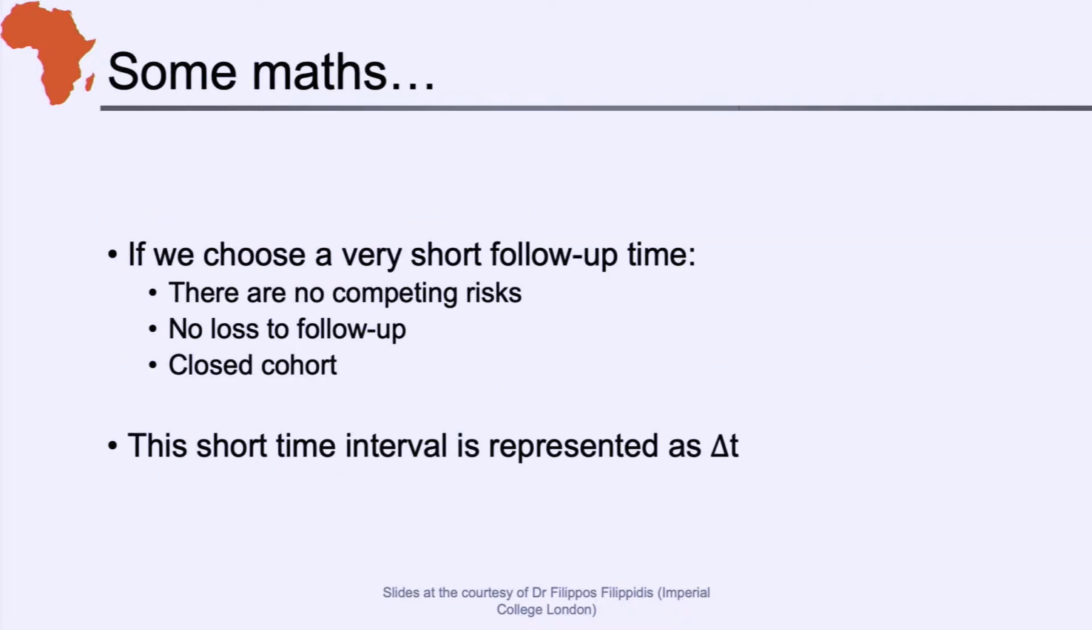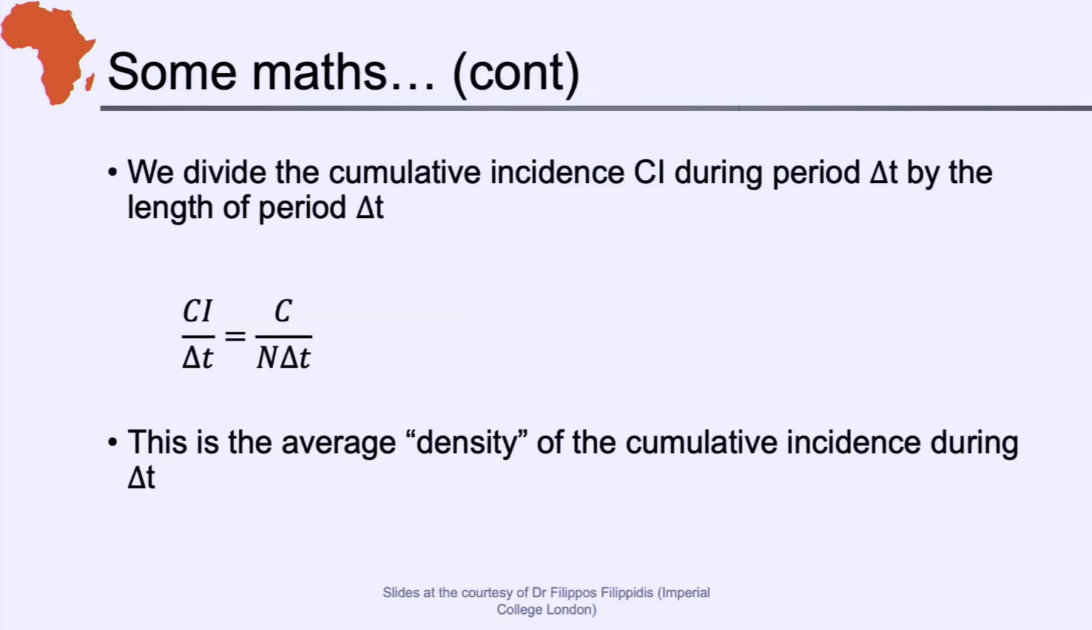Now we're going to do some math. If we choose a very short follow-up time, let's say a few minutes, then there are no competing risks, right? And there is no loss to follow-up. So no one would leave the cohort. We remain a closed cohort. Then we can call this time interval delta t, the triangle t. We can calculate the density of the cumulative incidence during this time period by the cumulative incidence over this duration, delta t.